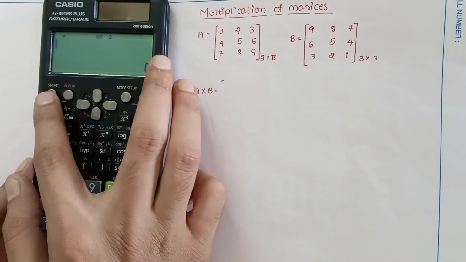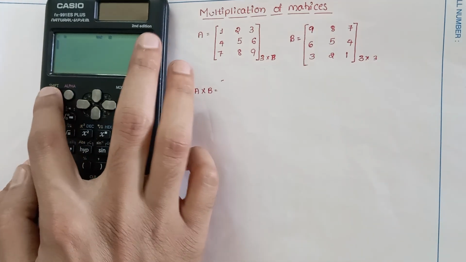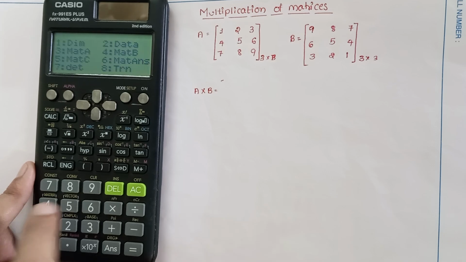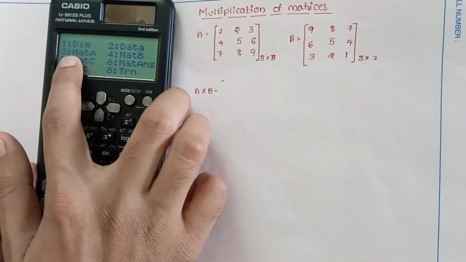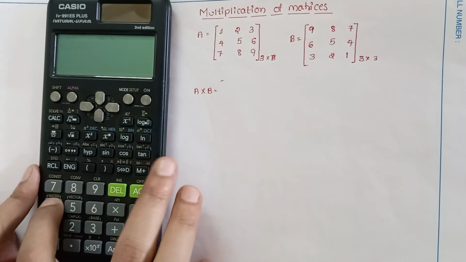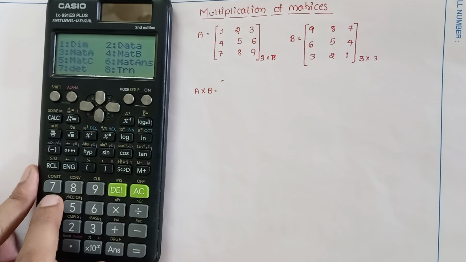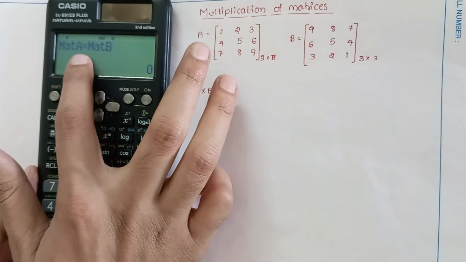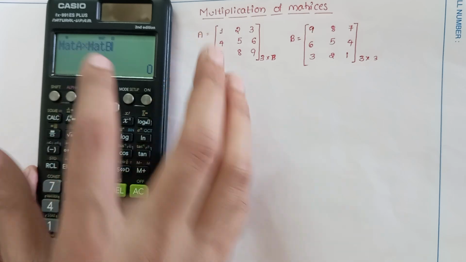Now click shift plus 4, because here this is option for matrix. So mat A is third option. So click 3. Multiplication. Again shift plus 4. Mat B. So this is mat A, this is mat B, and we are multiplying both matrices A and B.